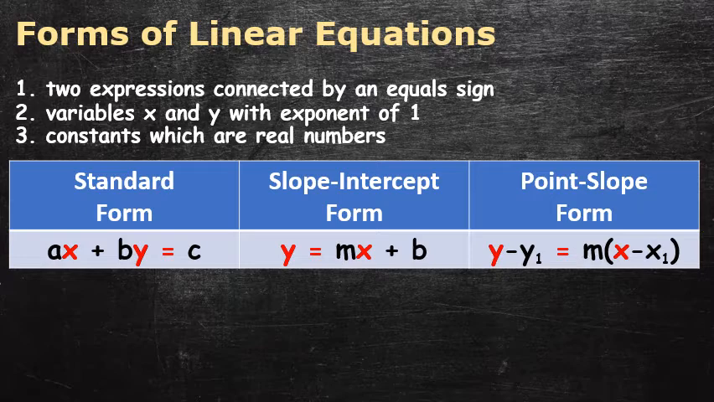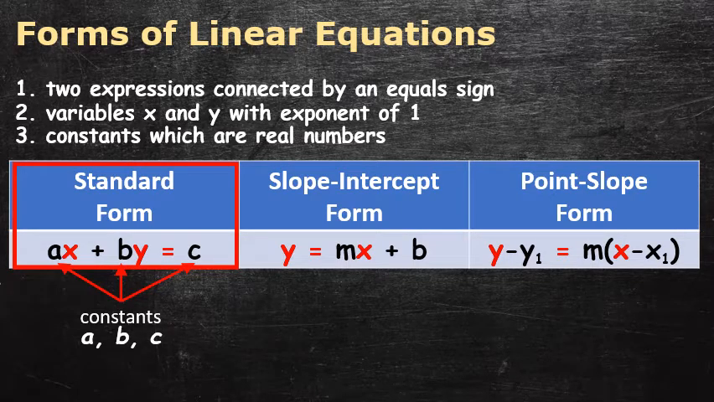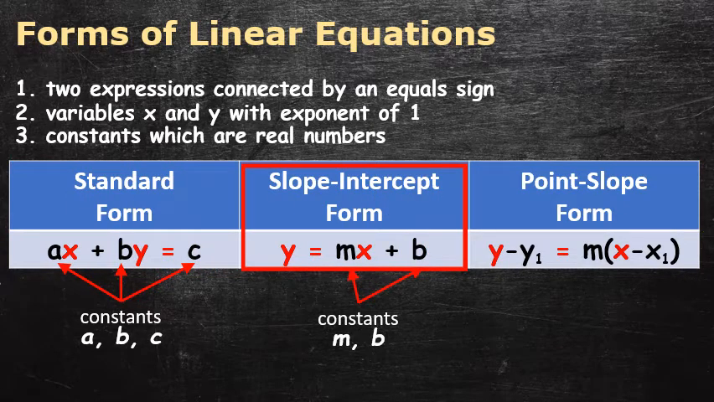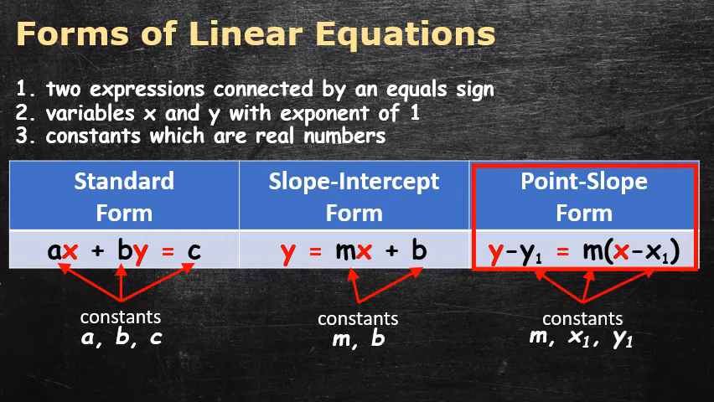Pangatlo, a linear equation must have constants which are real numbers. Sa general form, ang ating constants ay a, b, and c. Sa slope-intercept form, m and b naman. Sa point-slope form, m at saka x1 and y1. Take note na ang x1 and y1 are constants. And also remember na yung mga constants, pag sa written equation na, hindi nyo na makikita na a, b, c, m, x1, and y1. Ang makikita nyo na lang are real numbers.